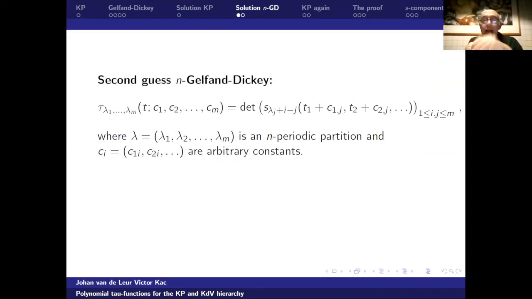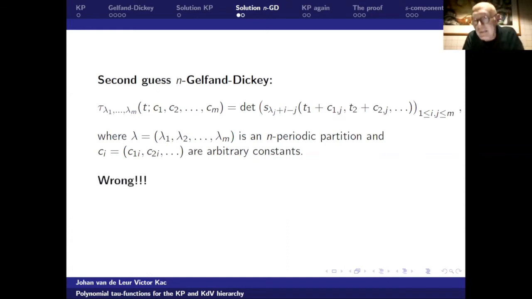Well, let's do the second guess for this Gelfand-Dickey hierarchy, or this tau function. We saw that if you take this lambda, which has this special property, this n-periodic partition, so this condition: if you have this sequence and you subtract the n, then it should again be an element of the sequence. If you take a lambda that satisfies this condition, and you do this substitution, so you simply change T1 by C1j, T2 by C2j, depending on the column, then this is again a tau function.